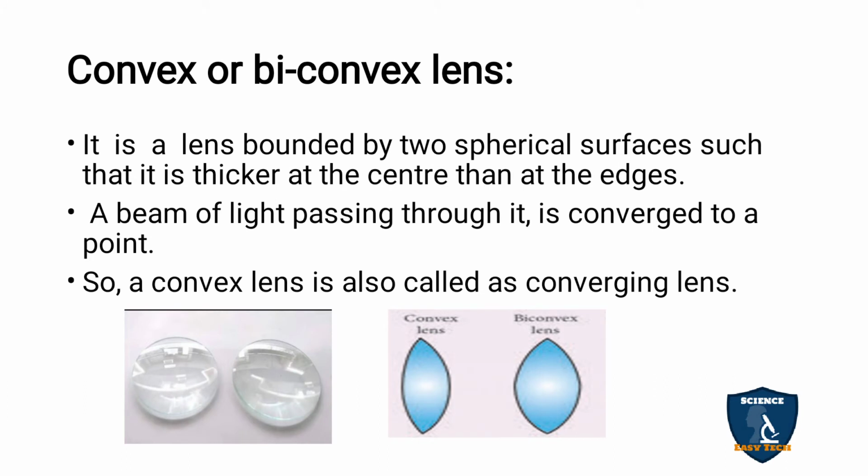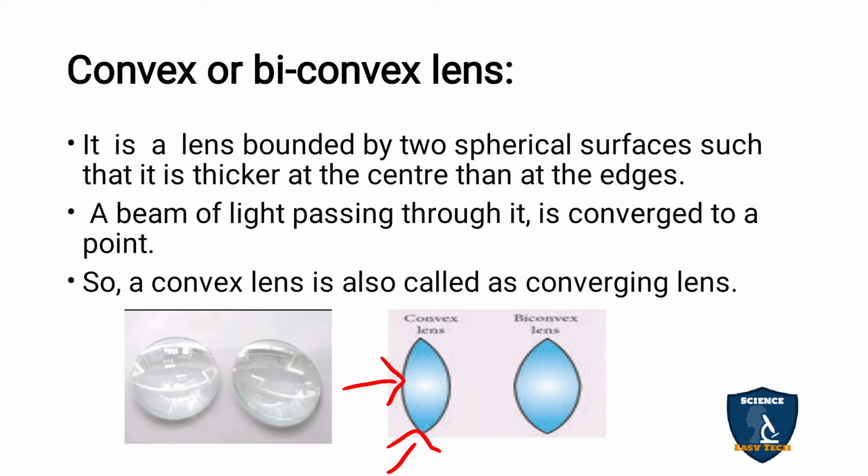First we are going to see the convex lens, or biconvex lens. In the convex lens, there are two spherical surfaces. Lens itself means two spherical surfaces. You can see that in the center it is thicker and at the edge it is thinner. When a lens is thicker in the center and thinner at the edge, that lens is called a convex lens.